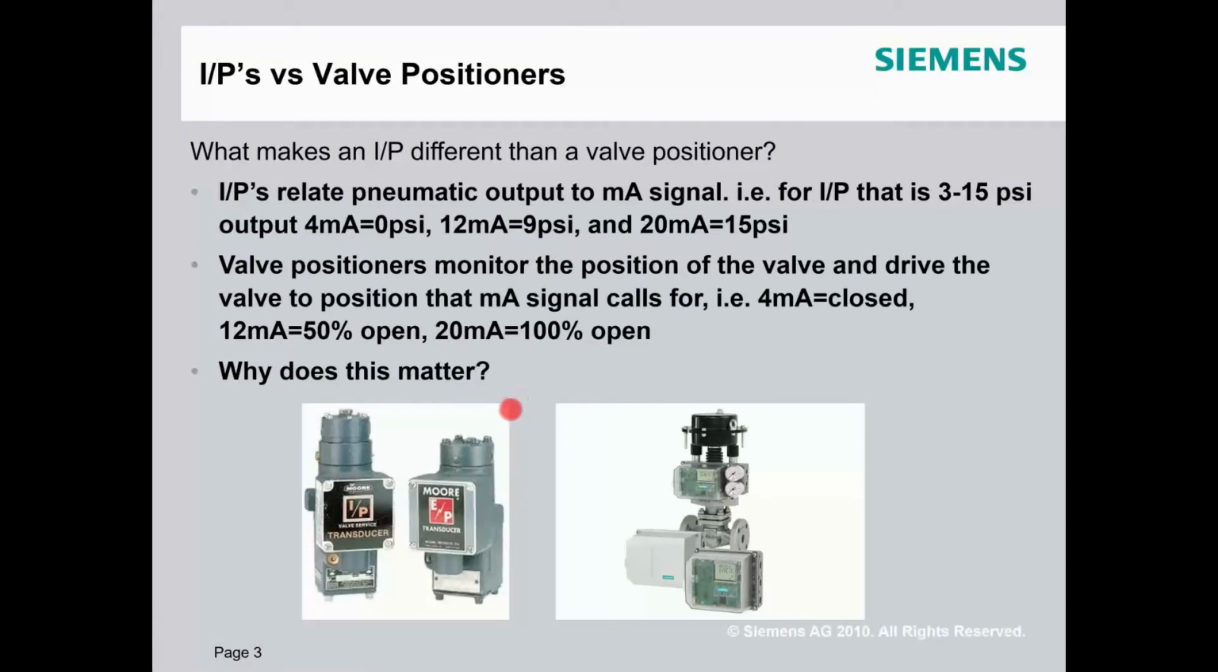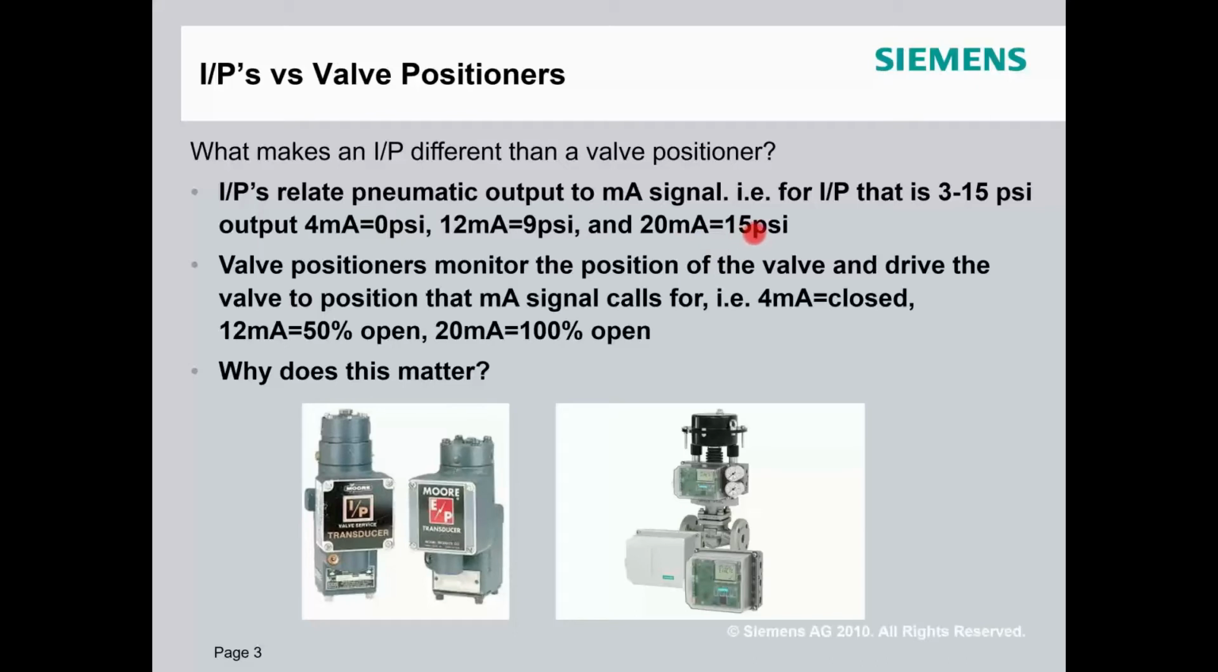So an I2P will take a 4 to 20 milliamp signal and turn that into a 3 to 15 psi signal. As you can see here, 4 milliamps will be 3 psi, 12 milliamps, which is 50% of our signal, would be 9 psi, which is 50% of the pressure range, and 20 milliamps being 15 psi. So that does the job. That makes a valve open to about the amount that you want.